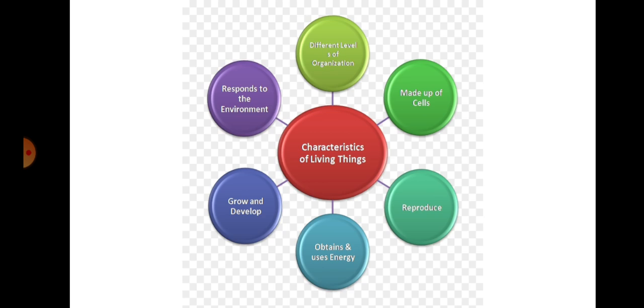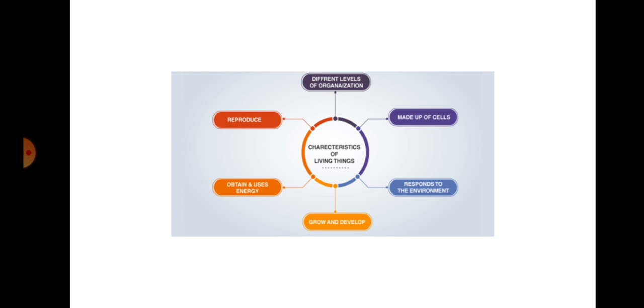First one, living things are made up of cells. Living beings obtain and use energy. Living beings grow and develop. Living beings reproduce. Living beings adapt to their environment. Then living beings respond to their environment or stimuli. These are the characters.